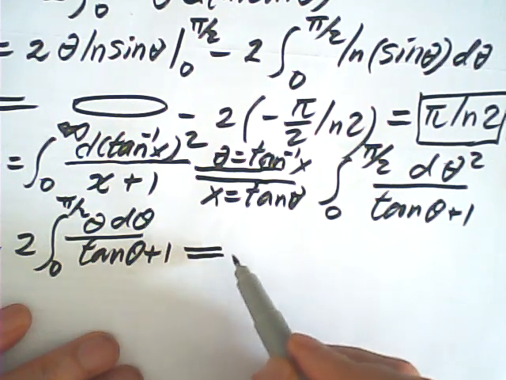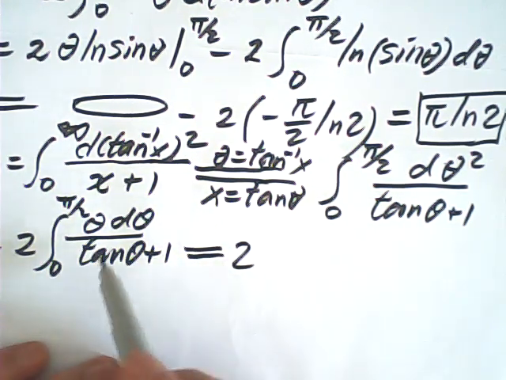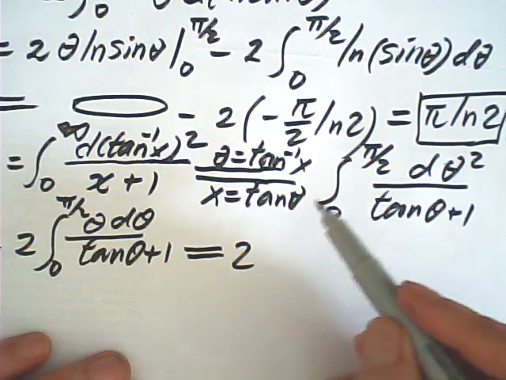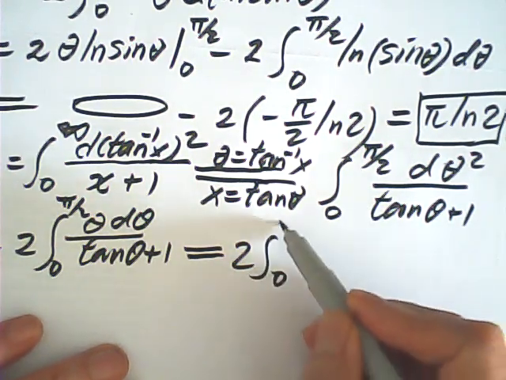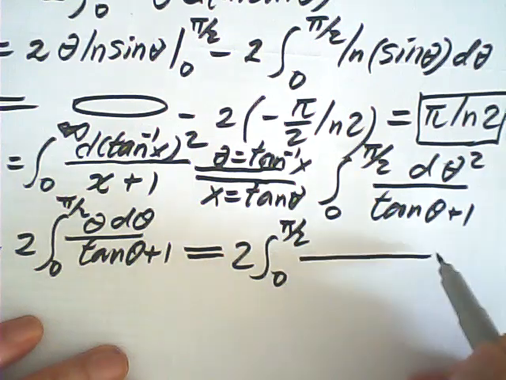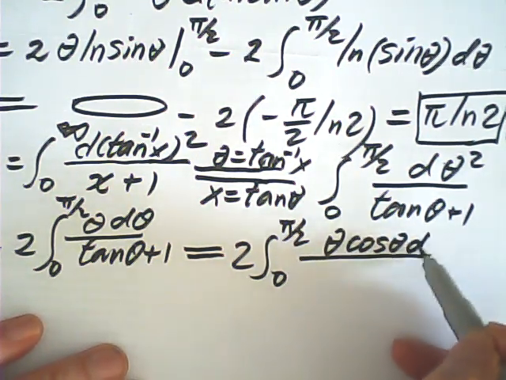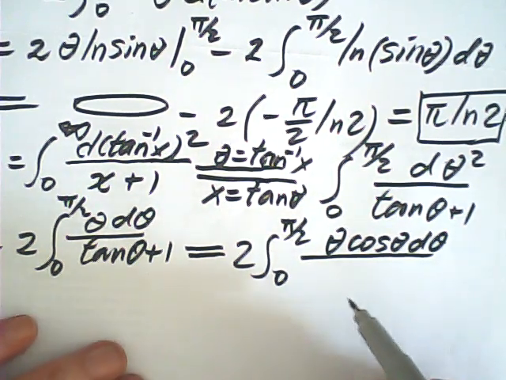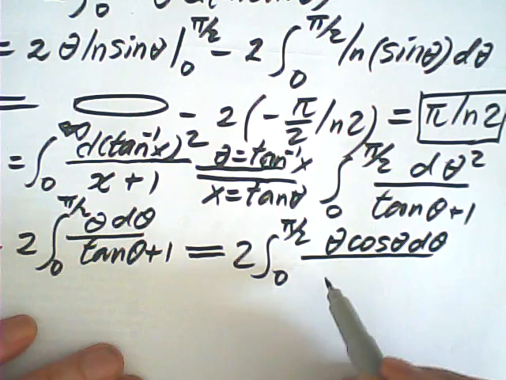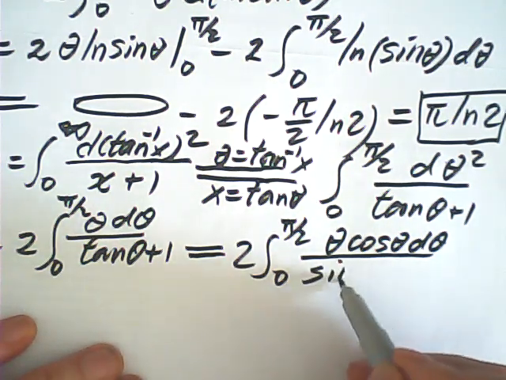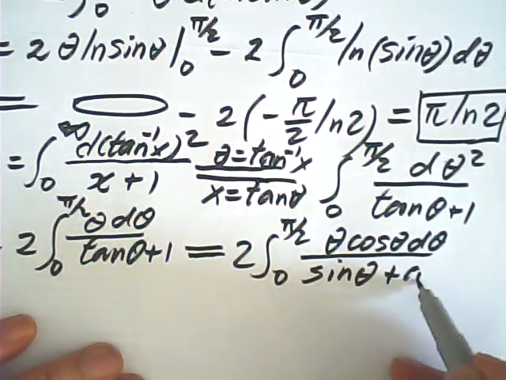Now, if I multiply by cosine, both top and bottom, this will become theta cosine theta d theta over sine theta plus cosine theta, right?